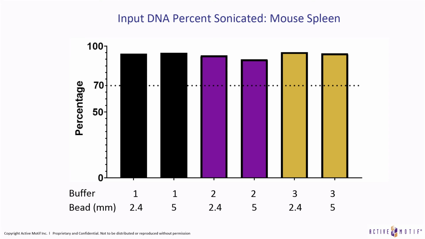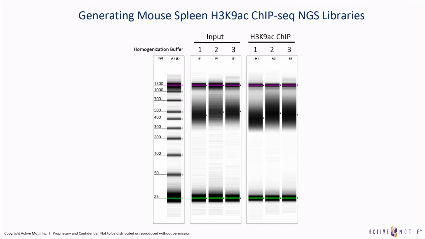really robust ChIP-seq. And all I'm going to show here so far is what the NGS library preps look like from these reactions. So if we take a look here at the TapeStation data of what these H3K9 acetyl ChIP-seq NGS libraries look like, we can see that this is, by the way, all from the 5 millimeter bead homogenized sample. We can see that in all 3 homogenization buffers tested, the input material generates a nice ChIP-seq library. It generates a nice input library at about 450 to 500 base pairs, which is what we expect for the kit that we use to generate these libraries.